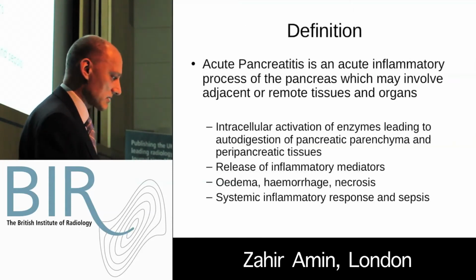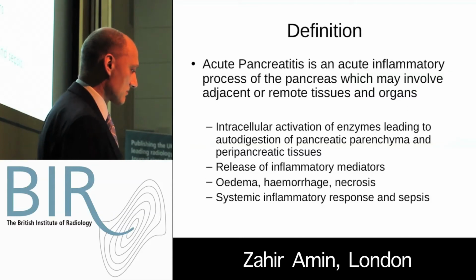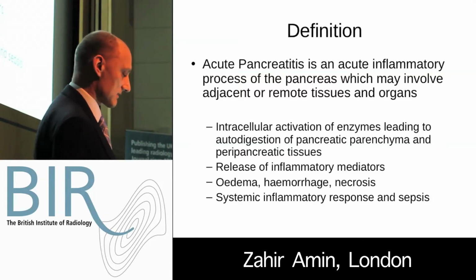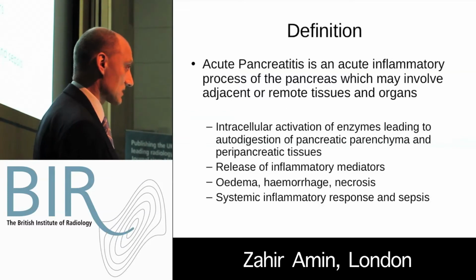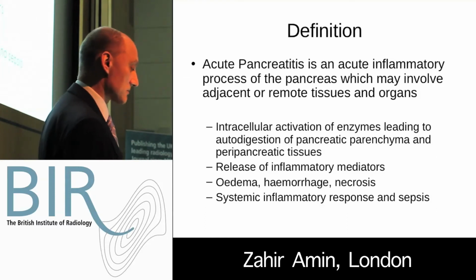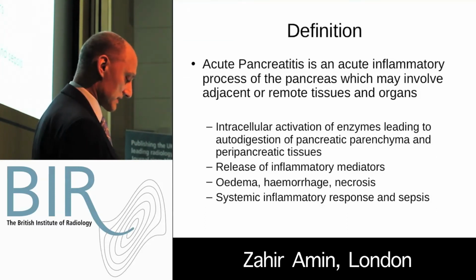Okay, so the definition of acute pancreatitis. Acute pancreatitis is an acute inflammatory process of the pancreas which may involve adjacent or remote tissues and organs. And it's due to inappropriate intracellular activation of enzymes leading to autodigestion of the pancreatic parenchyma and also the surrounding tissue, particularly the fat. There's a release of various inflammatory mediators, and the local effect is a varying amount of edema, hemorrhage, and necrosis in the pancreas and in the surrounding fat. There's also a systemic inflammatory response in the early phase and problems with sepsis of infected collections later on.